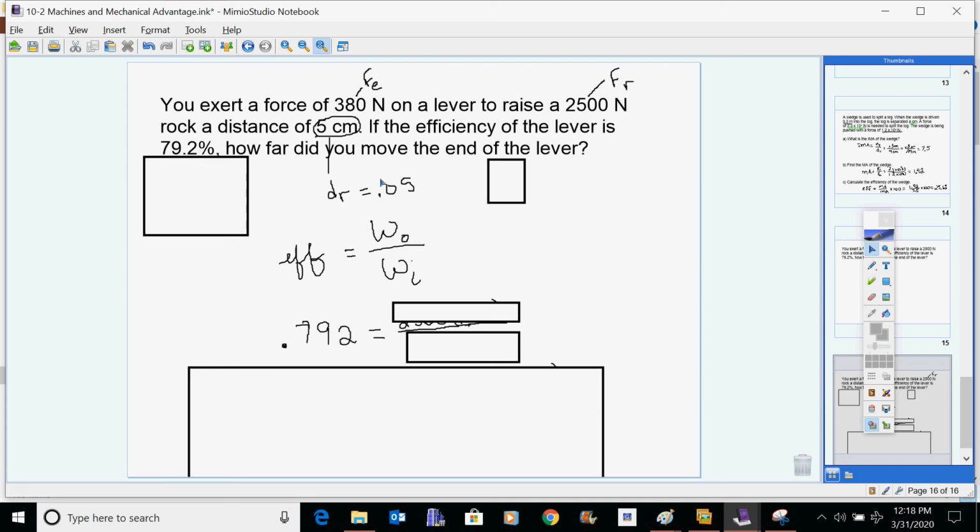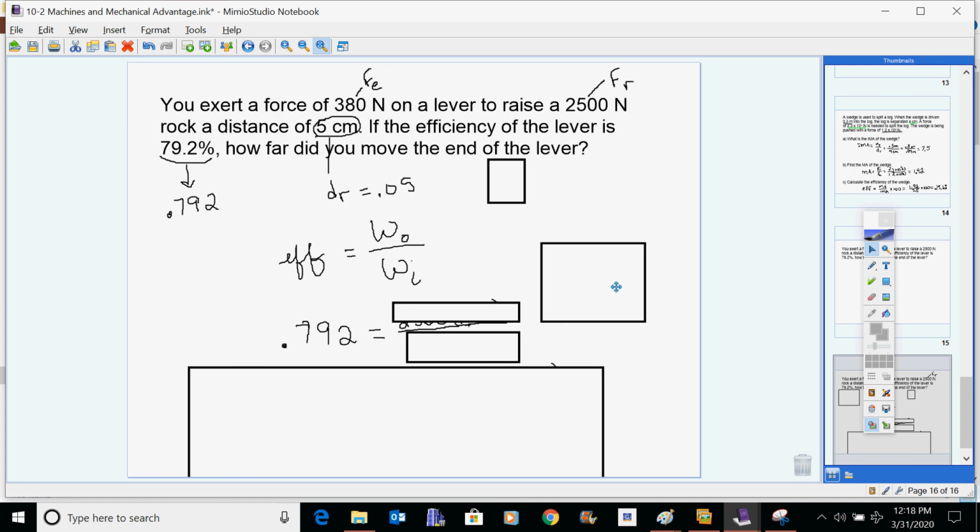Notice that I changed it into its decimal form for that. 79.2%, well, that's my efficiency. Remember in our original formula you had that times 100? Well, the only way to get rid of that times 100 is to make your percent into a decimal, and then you don't have to deal with that times 100 anymore. So 0.792 is the decimal version of 79.2%.